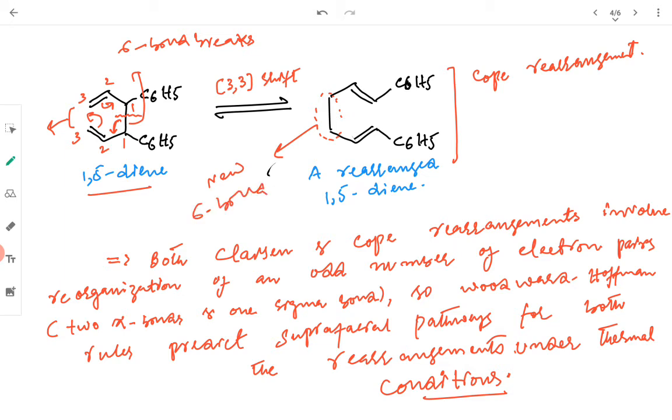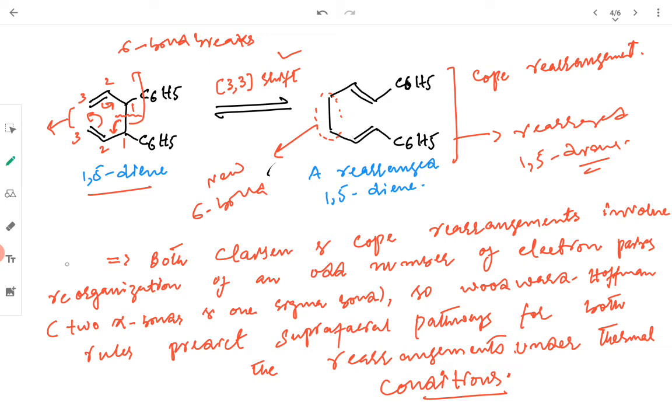And other pi bonds, they rearrange, they reorganize, they migrate their positions. Okay, so the product is, you see, this is the final product, and it's also a 1,5 diene. It's a 1,5 diene, but it's a rearranged 1,5 diene. So we call it a rearranged 1,5 diene. So as you can see, the two fragments which are separated by the sigma bonds, they contain 3 atoms each. So it's a 3 sigmatropic shift, as I already mentioned here.